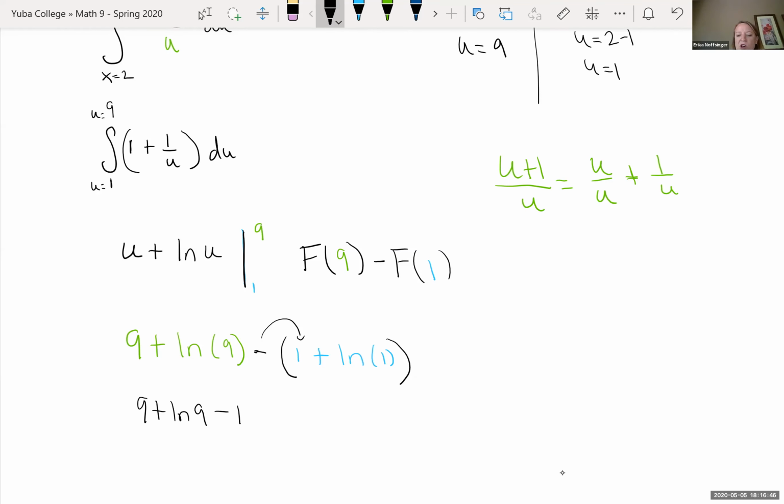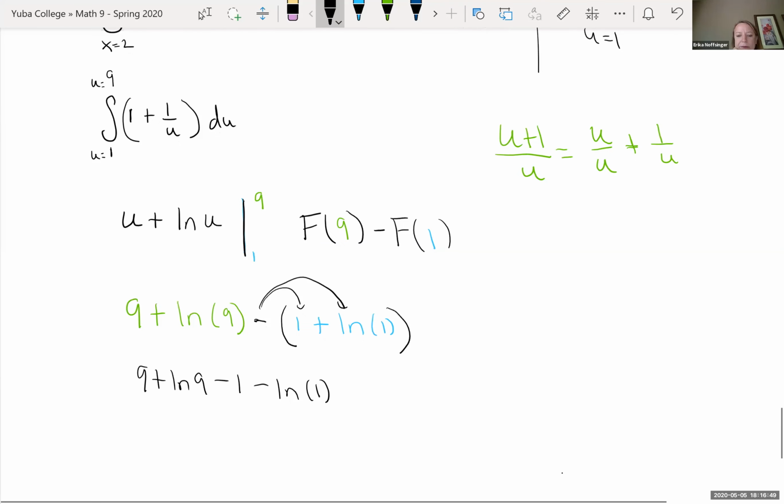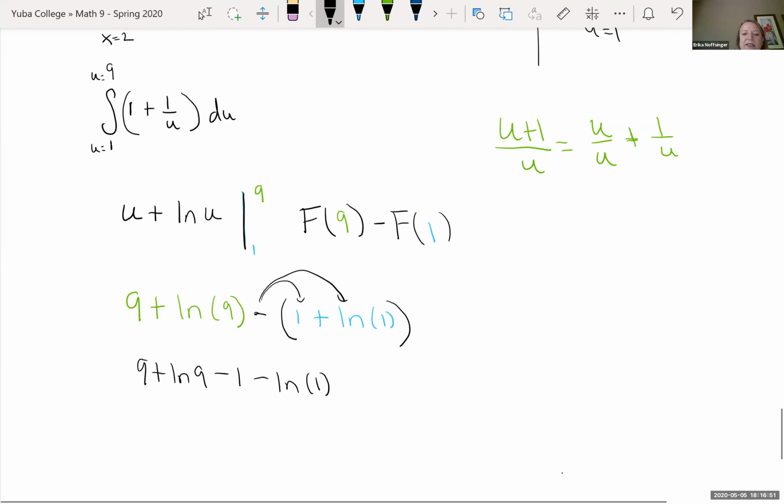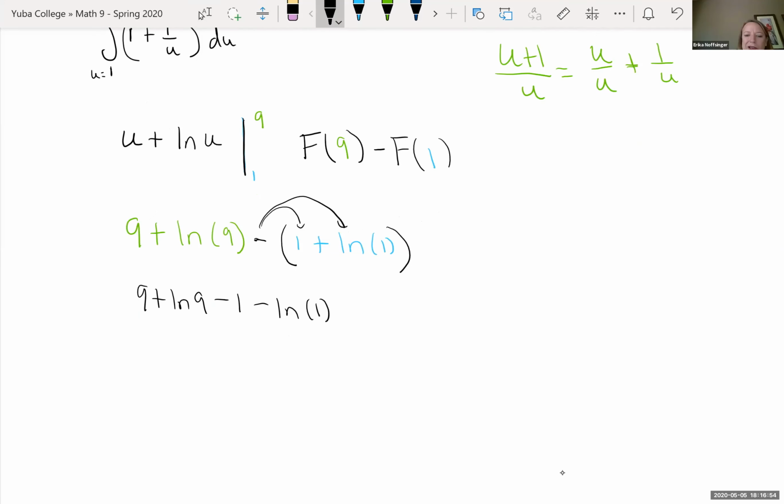Okay, so remember logs are just exponents. So natural logs are the base e. And so this is saying e to what power is 9? I don't know, some decimal. But I do know what e to a power would give me 1. e to the 0 power is 1. So I know that this is 0. And also I can combine like terms. I have a 9 minus a 1. So that's going to give me 8 plus the natural log of 9, which is our answer.